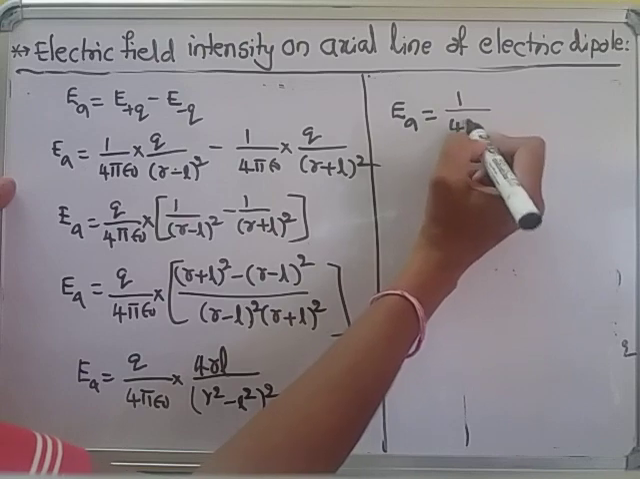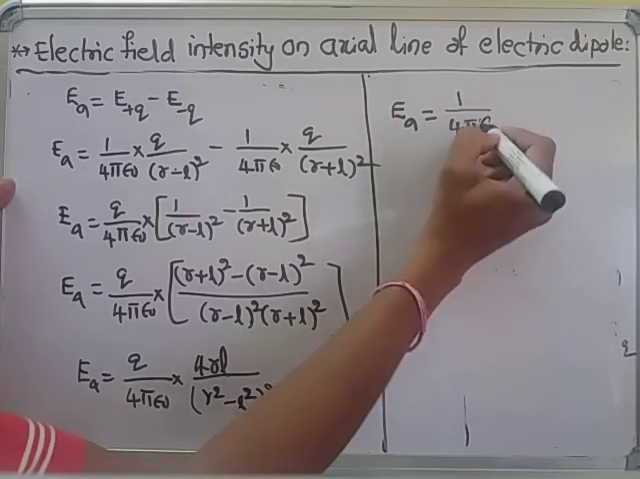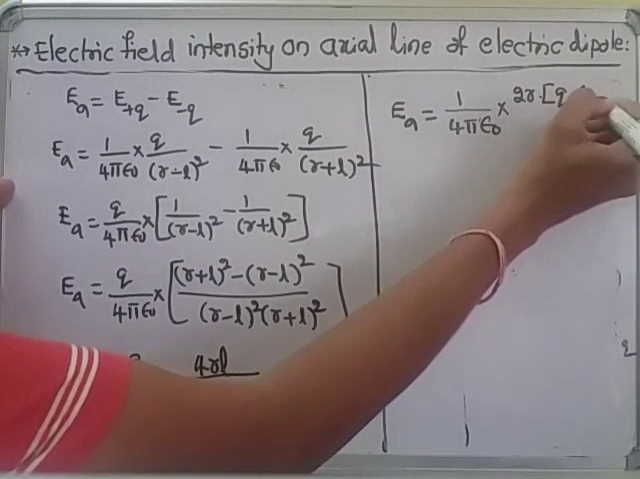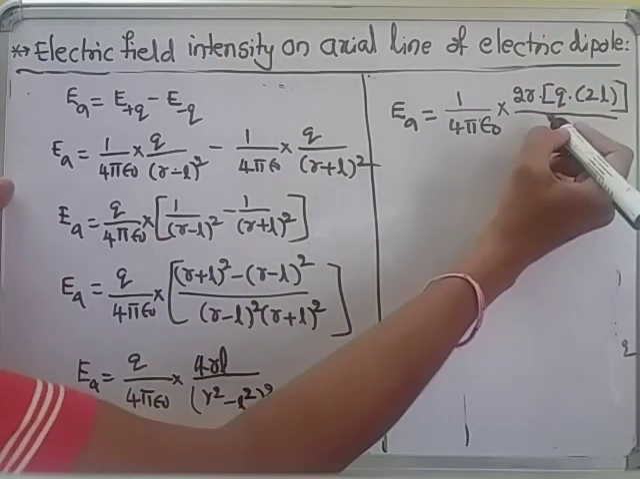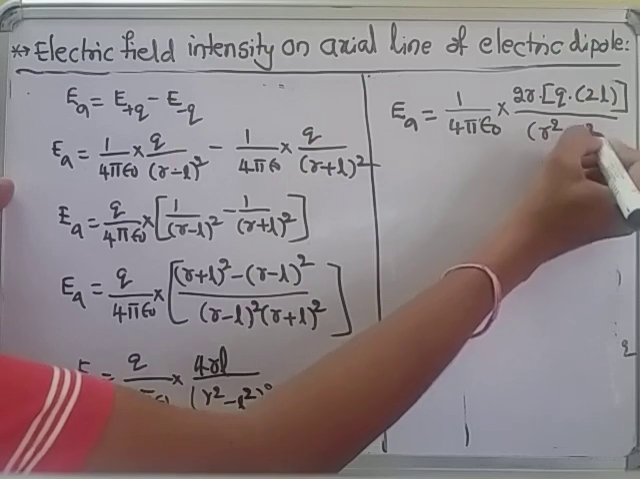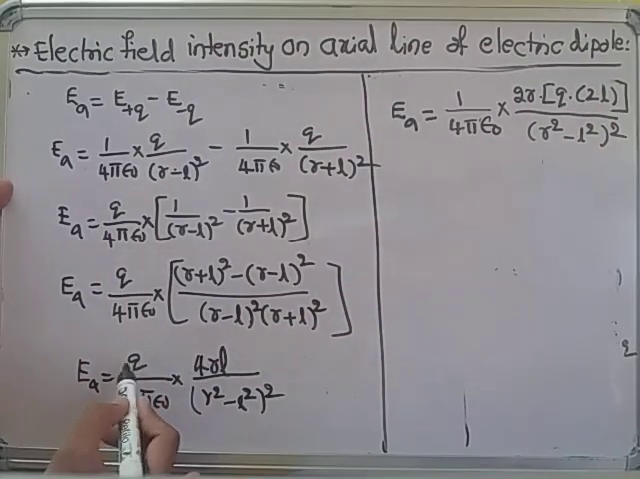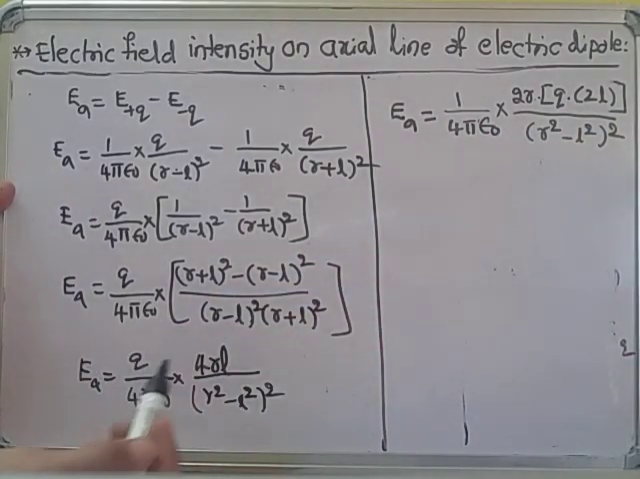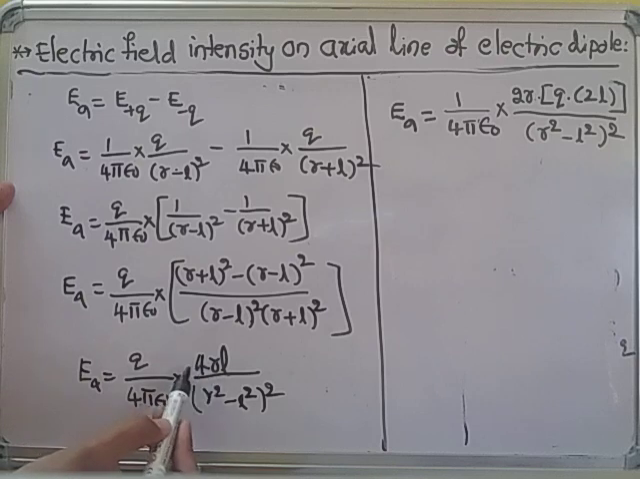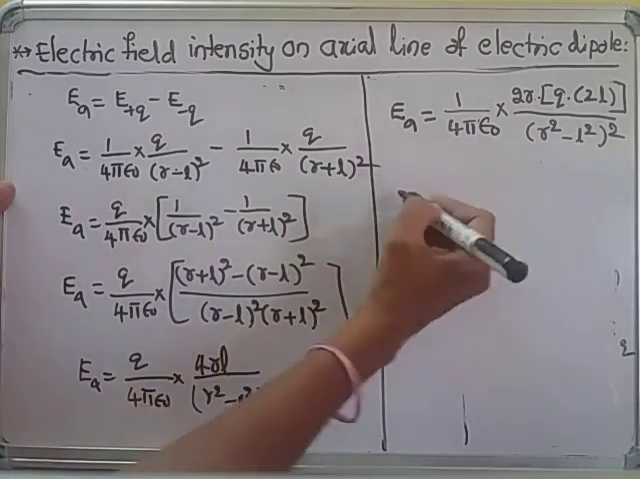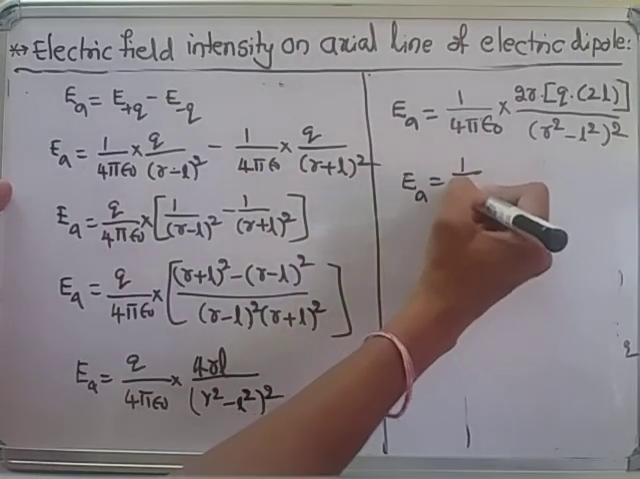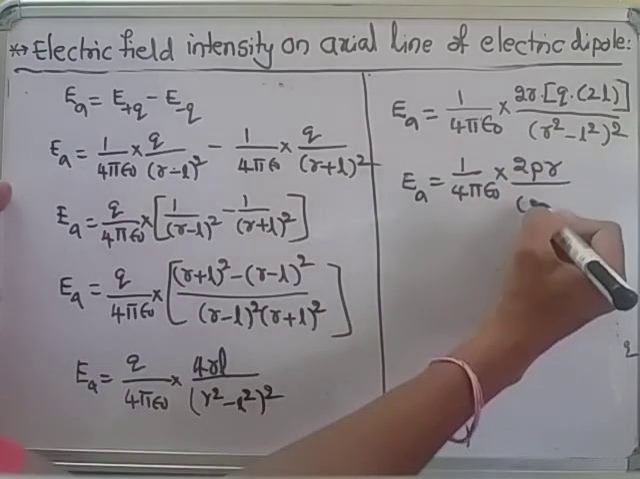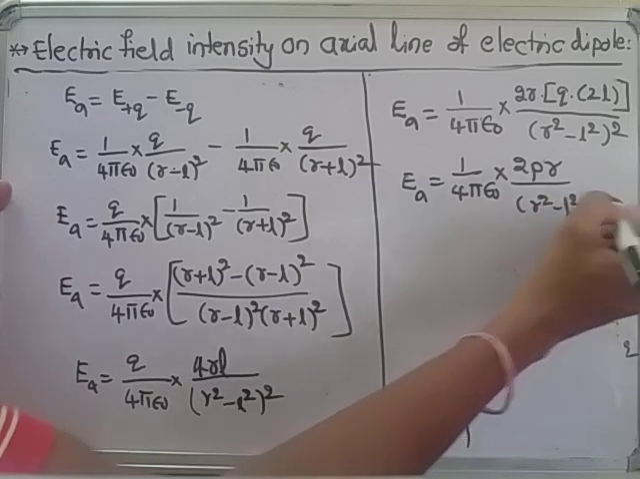1 by 4 pi epsilon naught into, I will write this 2R outside, the remaining I will write as Q into 2L. I want to change it into dipole moment terms, that's why I am writing like this. In the numerator, Q 4RL is there, Q 2R into 2L is 4RL. This 4RL I am writing as 2R aside and 2L into this Q. Then I will get electric intensity on the axial line as 1 by 4 pi epsilon naught into 2PR by R square minus L square whole square.